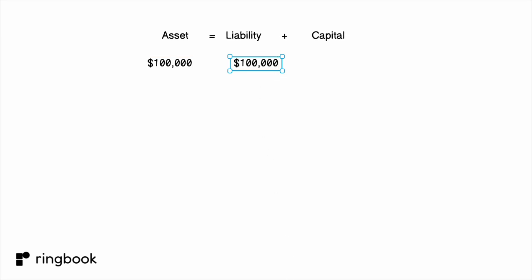So in that case, the side on the left, which we call debit, is equal to the side on the right, which is called credit. So this is balanced out. This is the double entry of accounting, which gives us a full picture of what our financial position is.